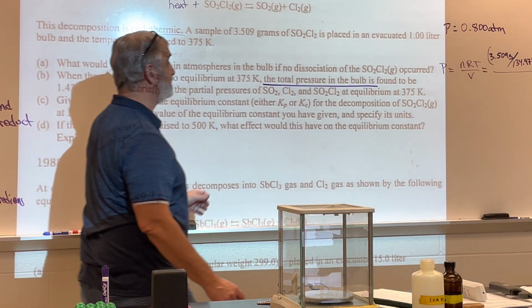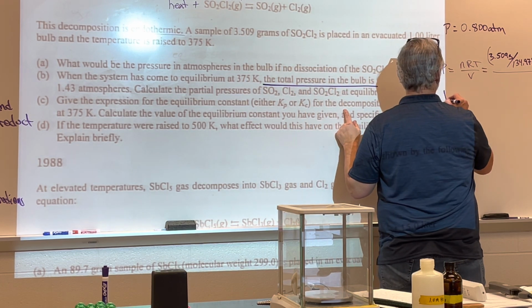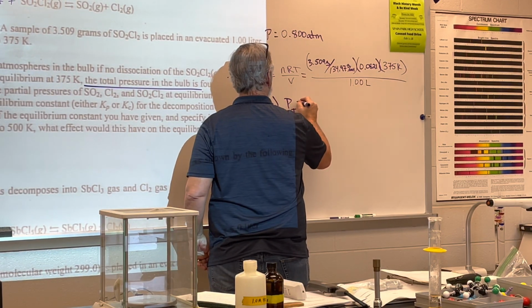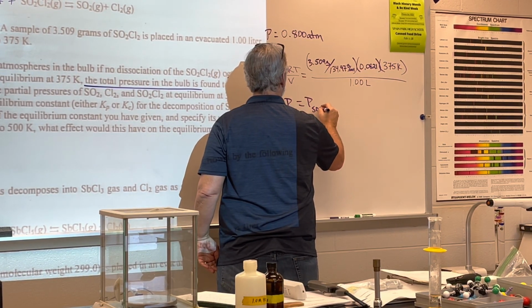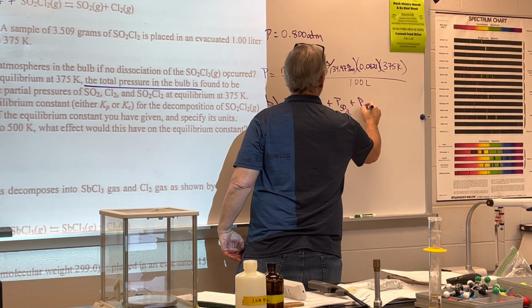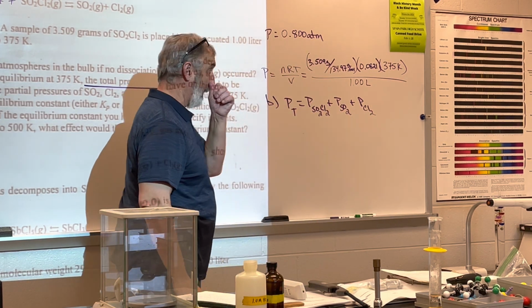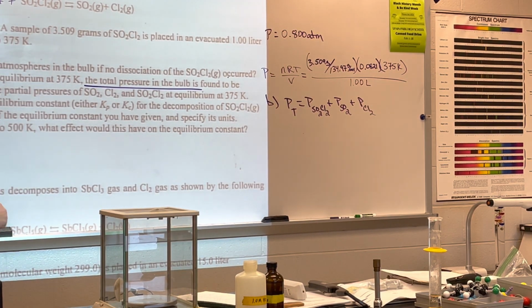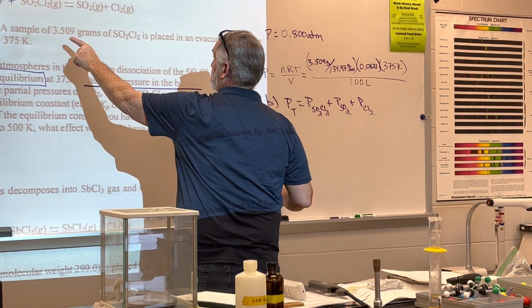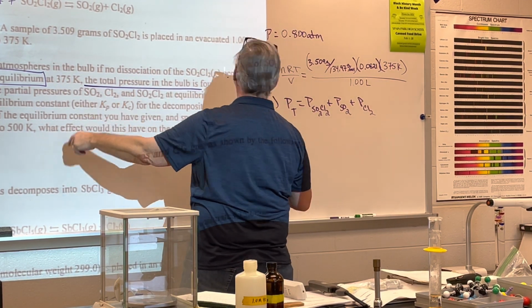So my total pressure, this is what we have to always remember on this. This is part B. My total pressure is going to be the pressure of the SO2Cl2 plus the pressure of the SO2 plus the pressure of the Cl2. But this is equilibrium, remember, when the system has come to equilibrium. So this is helping me to know my equilibrium pressures. So my total pressure is going to equal 1.43 atmospheres.